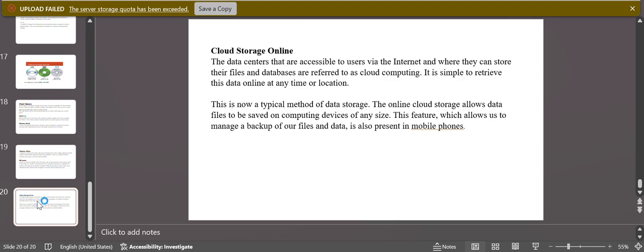This online cloud storage allows data files to be saved on computing devices of any size. This feature allows us to manage a backup of our files, and this is also present in mobile phones.